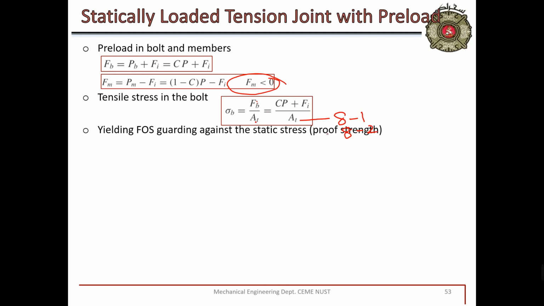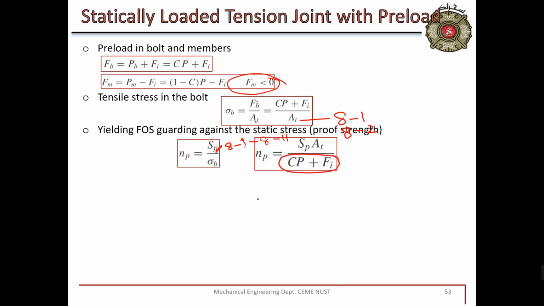The factor of safety guarding against proof strength can be calculated. We know Fb, so divide by Sp, the proof strength, which can be taken from tables 8-9 to 8-11. If you simplify and solve this until you get np, here you note that if you multiply np, it is multiplied with both these parameters, Fi and Cp. By increasing np, we are multiplying it with both parameters.